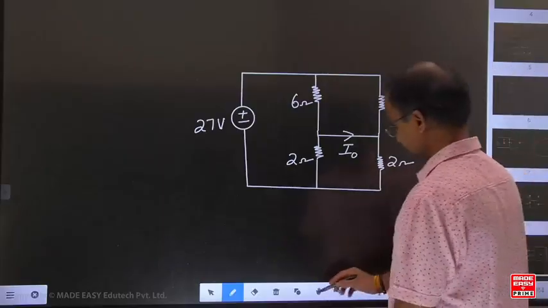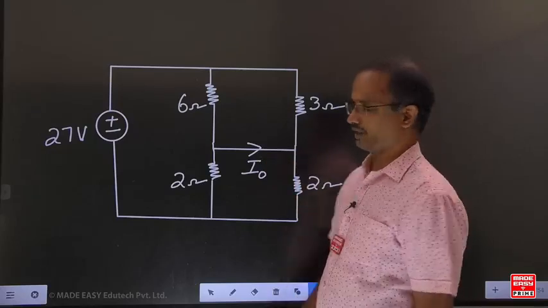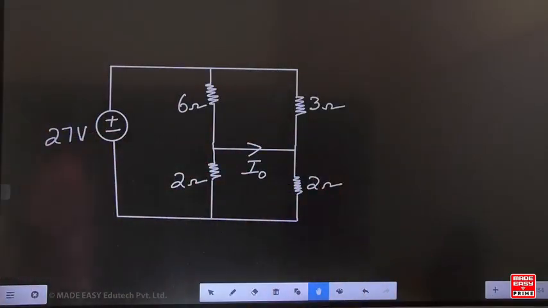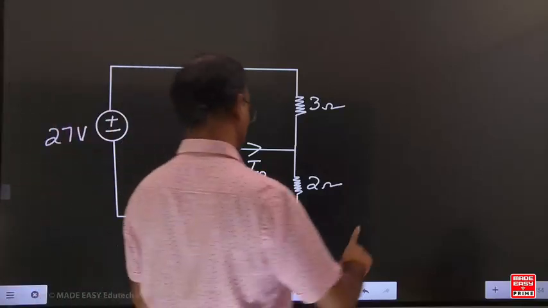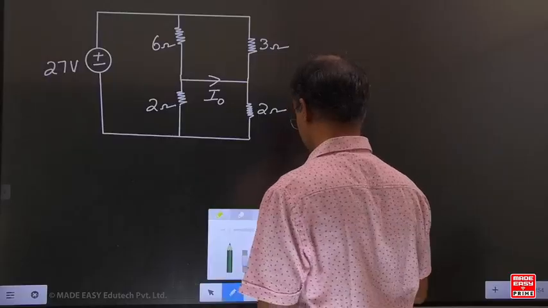Okay, now write this question. Write one question: find I naught of the network shown. Find I naught of the network shown.